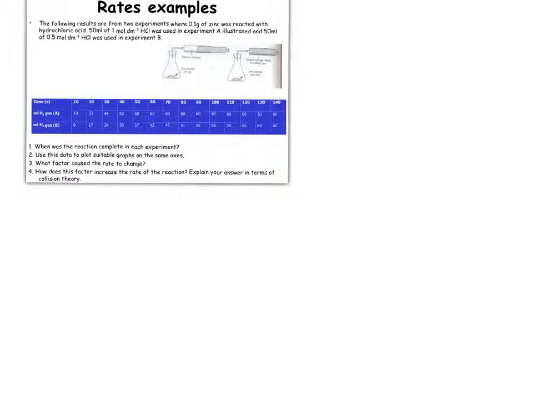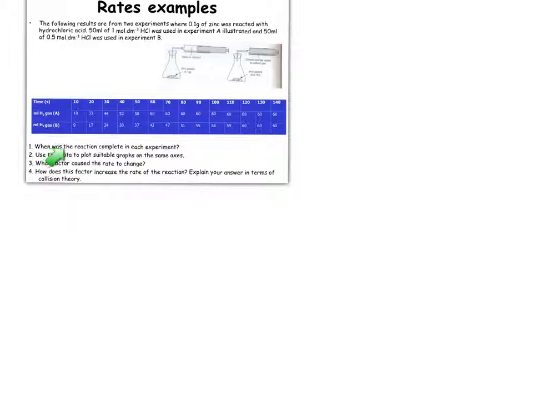In the second case, I get 9, 17, 24, 30, 37, 42. You can see it's going slower. In the same periods of time, you're producing less gas. And it goes on for longer. It goes on all the way until 120 seconds, when again it stabilizes at 60 milliliters of hydrogen gas being produced. This shows me that my zinc pellets were my limiting reagent. In other words, the zinc ran out, because I've actually got different amounts of hydrochloric acid, but in the end I ended up with exactly the same amount of hydrogen gas being produced.